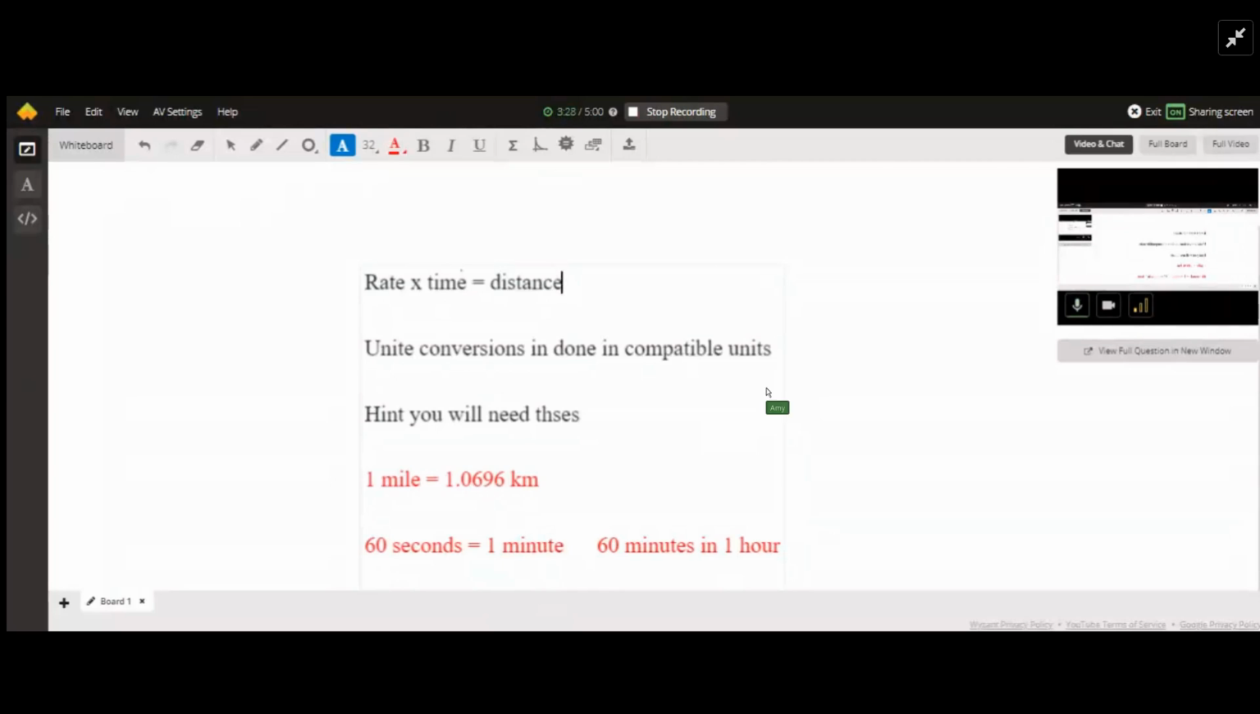Okay. Now I'm going to walk you through it again, step by step, how you go about using the information, doing the unit conversions, and ultimately solving the problem. So I'm going to go back to full video mode.